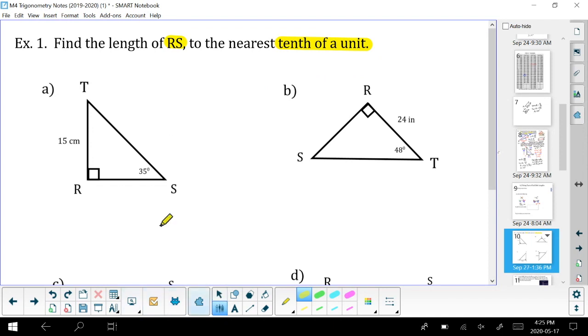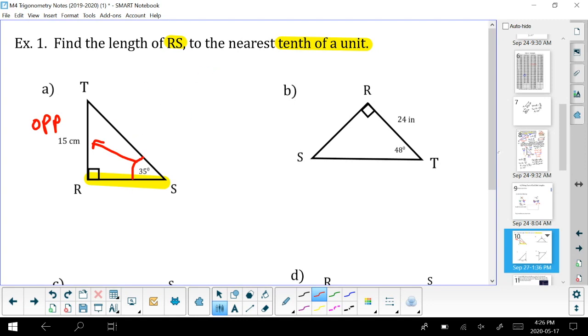So if we take a look at our first one here, we have triangle SRT or RST, and we want to try to figure out this side length right here. So our first step, like always, is to identify where our reference angle is, and it's going to be the 35 degrees in this corner. And we're going to label the opposite side directly across from that angle. This will be my opposite side, that 15 centimeters.